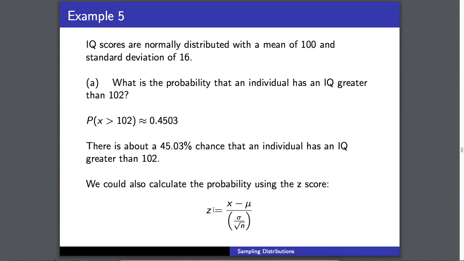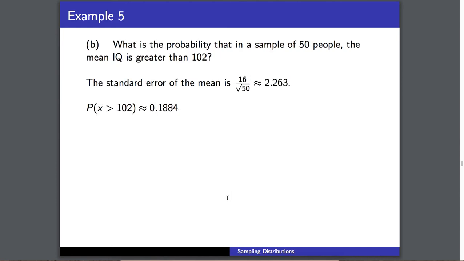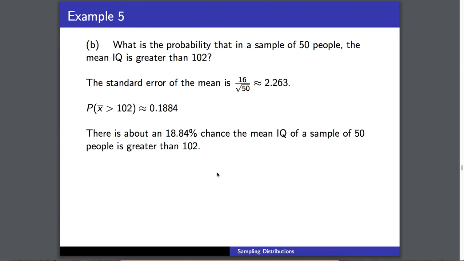This is where we could have used the z-score, calculating the probability there with the z-scores. But again, we have the technology to be able to use actual values. But again, there's nothing wrong with using the z-score. Just make sure you calculate the correct z-score using this as your standard deviation. So 102 minus 100 divided by 2.263, and use that z-score.